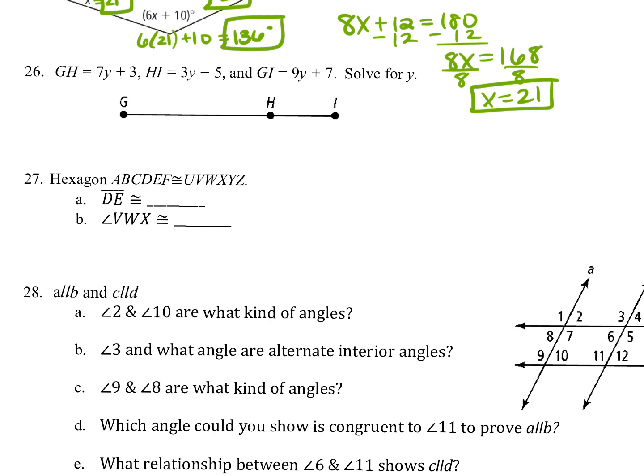All right, 26. This one you have 7y plus 3 for GH. HI is 3y minus 5.